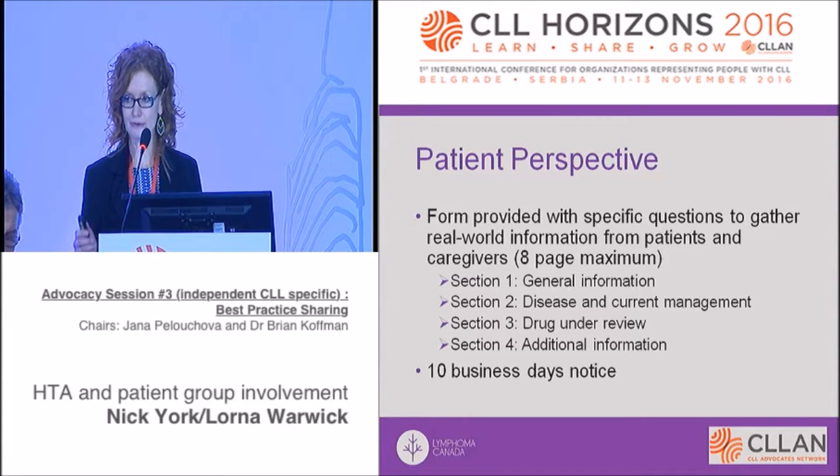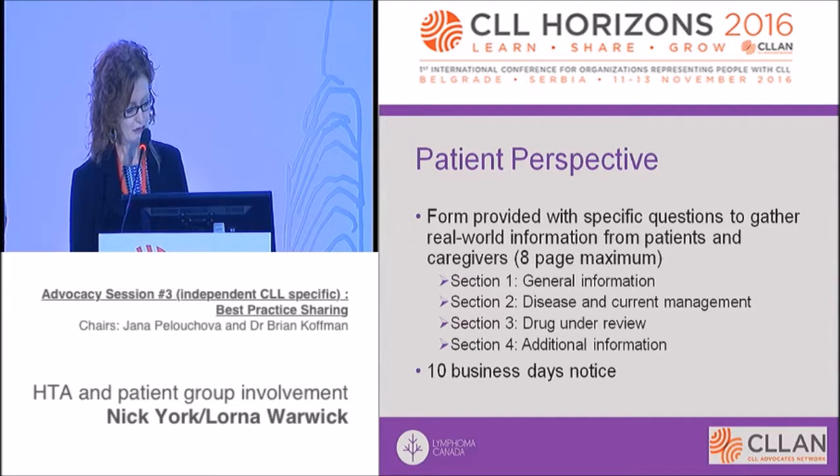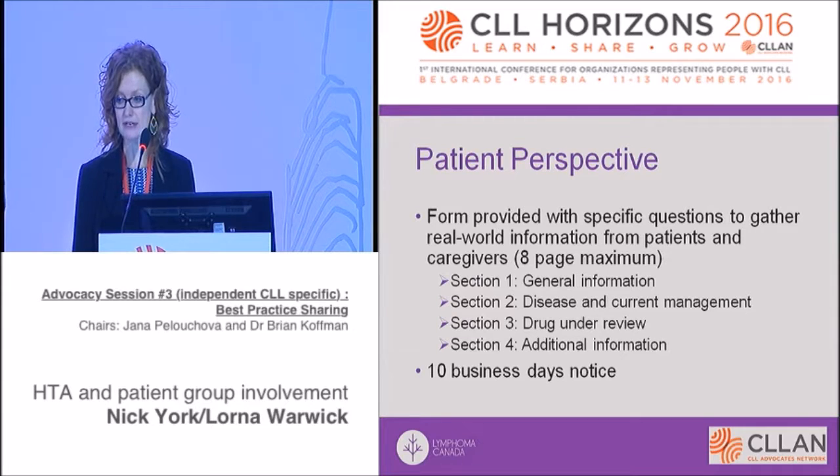So you can only give them 8 pages. These are the areas that we're allowed to talk about: general information, the disease and the current management, the drug under the review, and additional information if we have any. Now, this is what sometimes can be tricky.